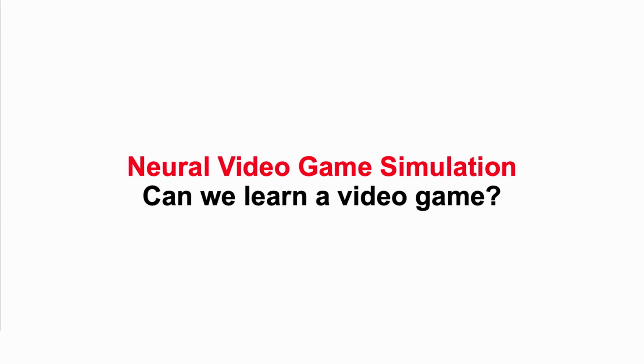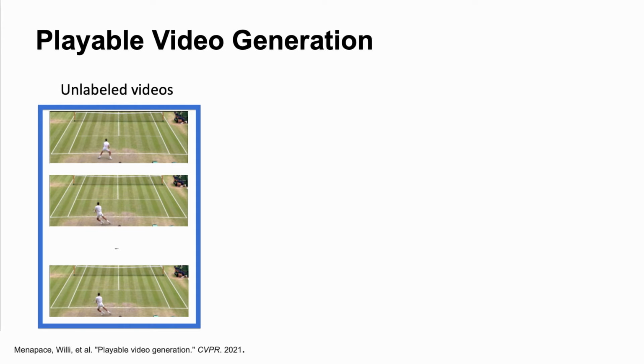But the answer that we found so far is that for specific application, you can build neural simulator. So you can build neural network that somehow allows you to generate contents that can be controllable. And in particular, we study a problem that we call neural video game simulation. And if you want to summarize this in one sentence, it is: can we learn a video game? I would say the answer is almost yes here. So we started with a paper at CVPR 2021 that we called playable video generation.